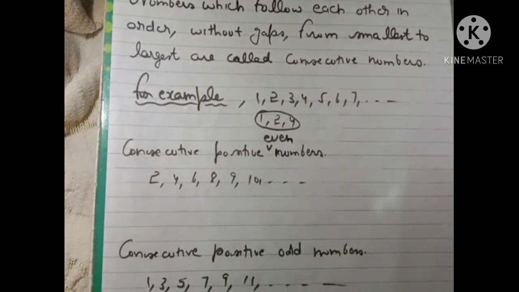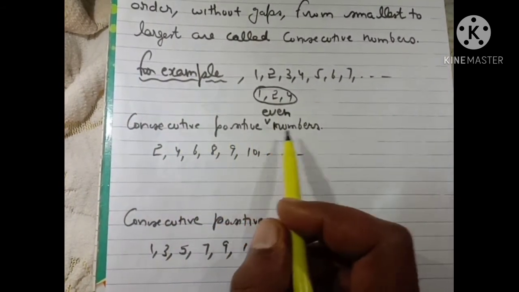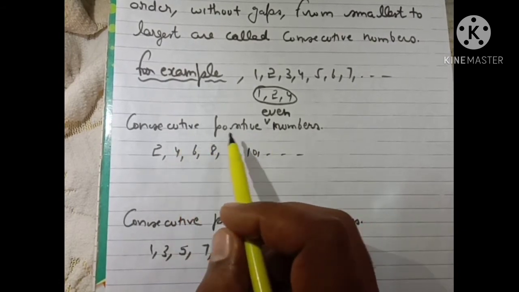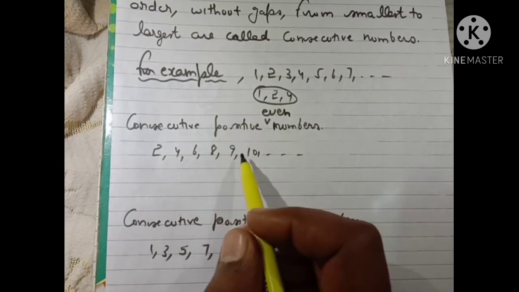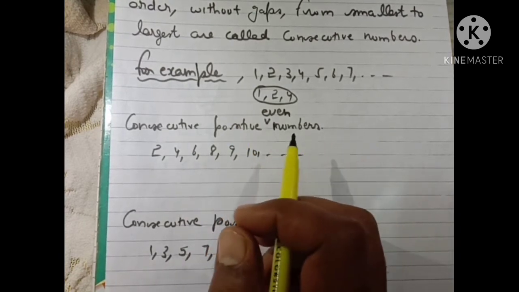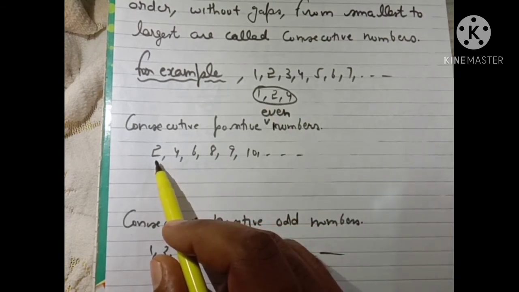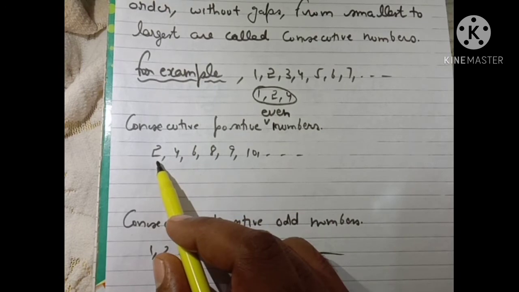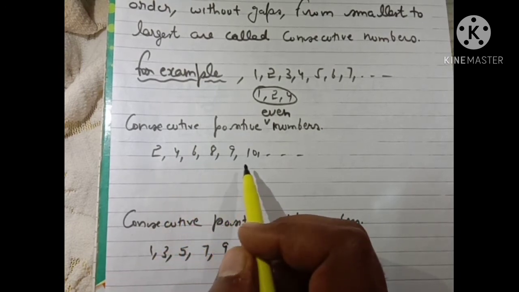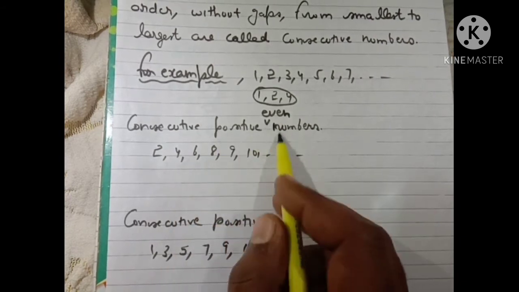So okay, next one is also important. You can see here consecutive positive even numbers. If I am writing only consecutive positive even numbers, then that time we have to write down only the even numbers in ascending order without leaving any gap. So you can see the positive numbers start from 2 because even numbers start from 2, then 2, 4, 6, 8, 10 and so on. So these kind of numbers are called consecutive positive even numbers.